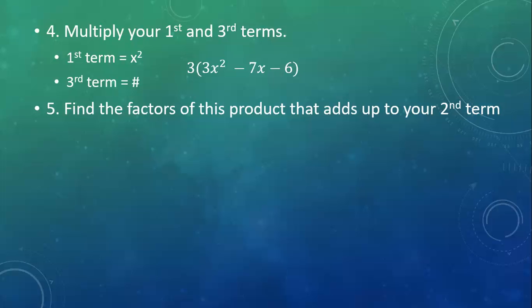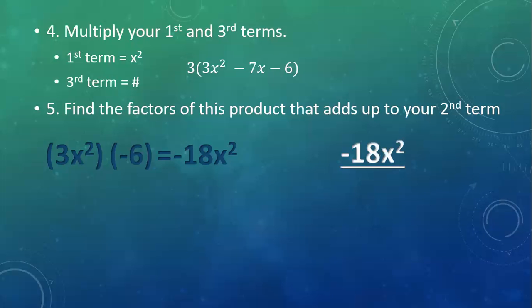Multiply your first and third terms, so when you take 3x squared times negative 6, excuse me, you get the product of negative 18x squared. What you're going to do now is find the factors of negative 18 that add up to your second term. Your second term is negative 7.